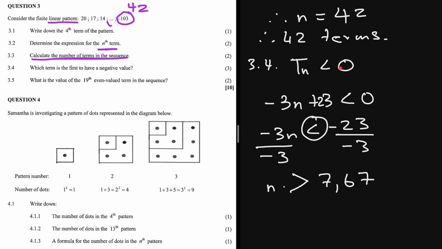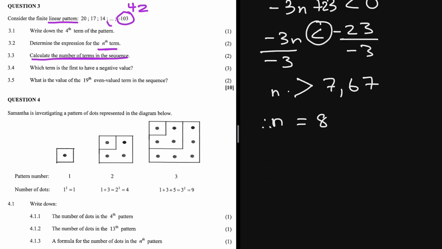So the first value that will start to be negative here is going to be the value of 8, because that will be the first position to be negative. If we have 7.67, after that we're going to have 8. So the position of 8 will be the first to have a negative value. That is how you answer 3.4.